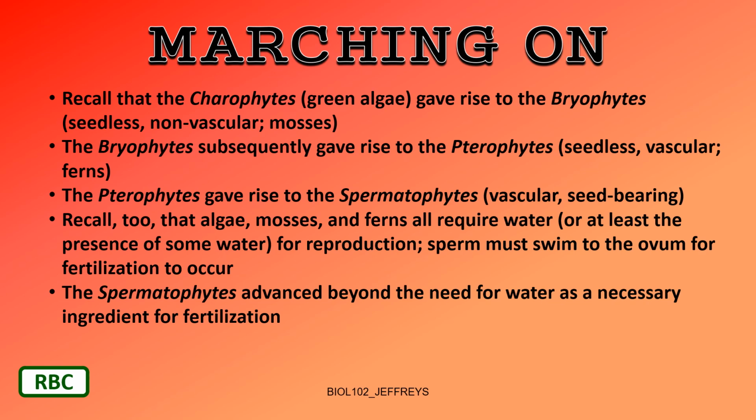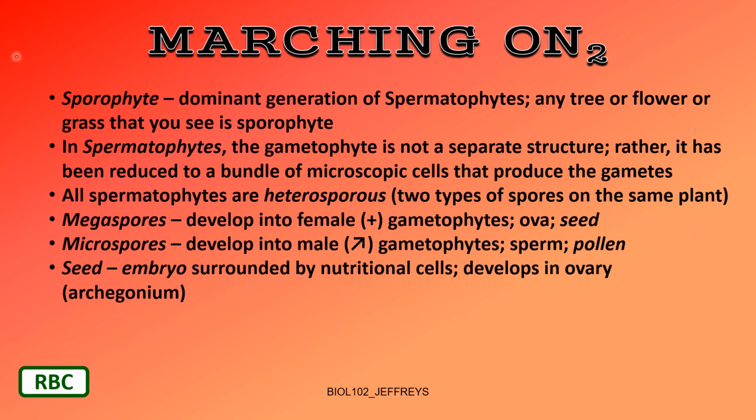And you'll recall, too, that algae, mosses, and ferns all require water, at least the presence of some water for reproduction, because their sperm must swim to the ovum in order for fertilization to occur. The spermatophytes, however, advanced beyond the need for water as a necessary ingredient for fertilization. So the dominant generation for the spermatophytes, the seed-bearing plants, is the sporophyte. Now, if you go outside, look out the window, or walk through the woods, anything that you see from grass and pine trees and any flower that you see, those are all sporophytes.